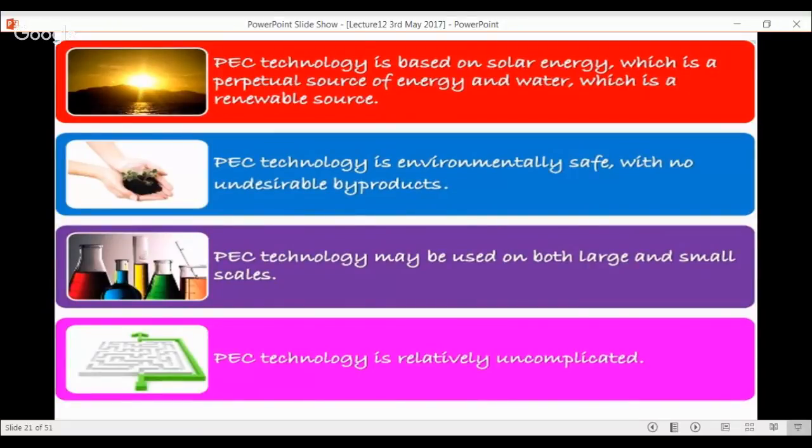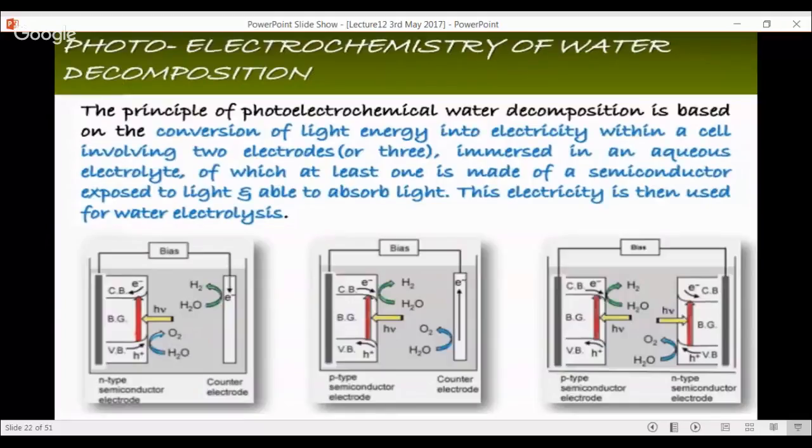Now, a few other points that we have to quickly mention. PEC technology is based on solar energy, which is a perpetual source of energy, and water, which is a renewable source. PEC technology is environmentally safe with no undesirable byproducts. PEC technology may be used on both large and small scales. You can use it in your house, you can use it for a community. PEC technology is relatively not complicated. It is very clear to us.